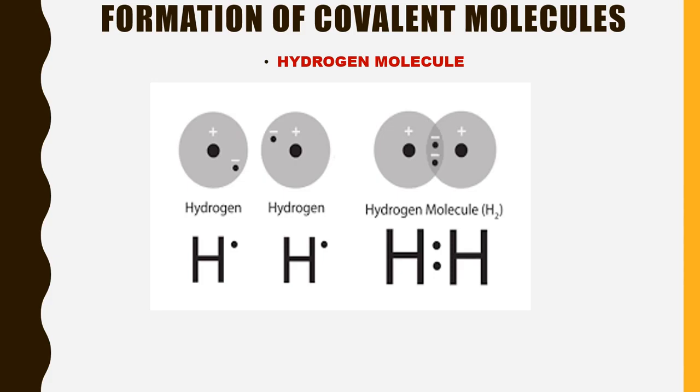Formation of covalent molecules. Here the hydrogen molecule formation is represented in the electron dot structure. Hydrogen's atomic number is 1 and its valency is also 1, so it is represented as H with a dot. Then the electrons are shared mutually between the atoms, and it becomes the hydrogen molecule, H2. This is the electron dot structure of hydrogen molecule formation.